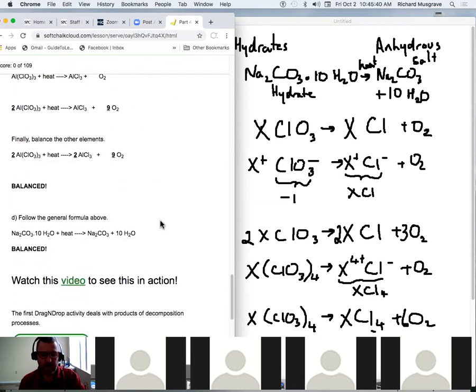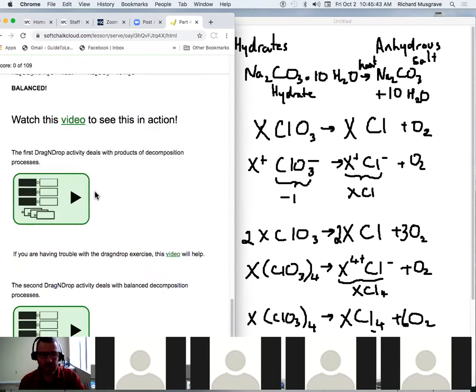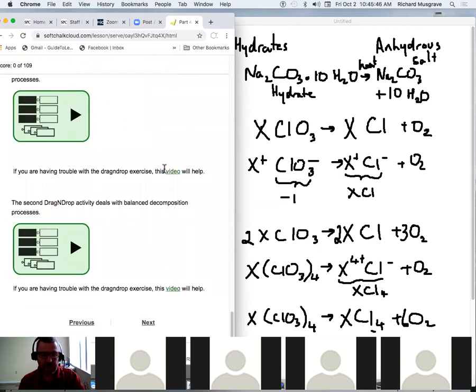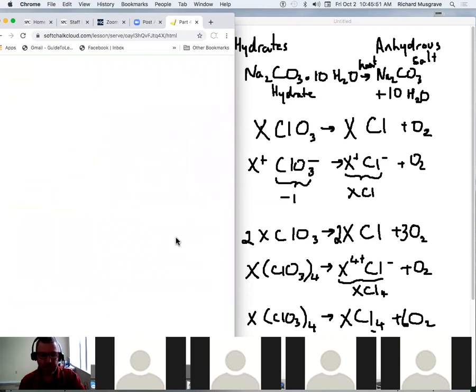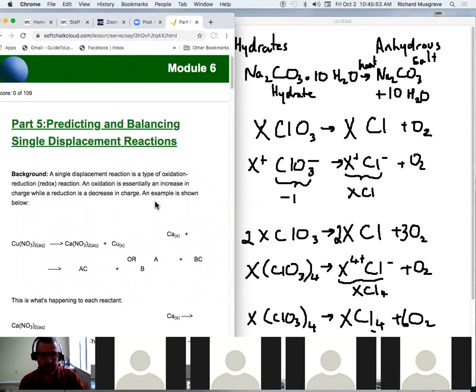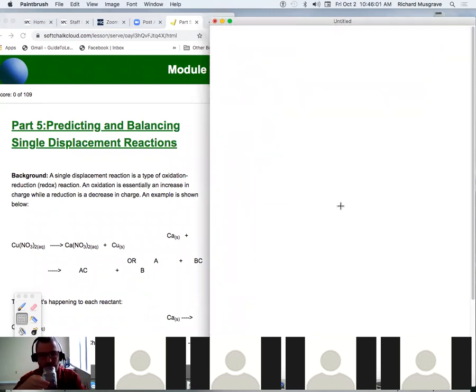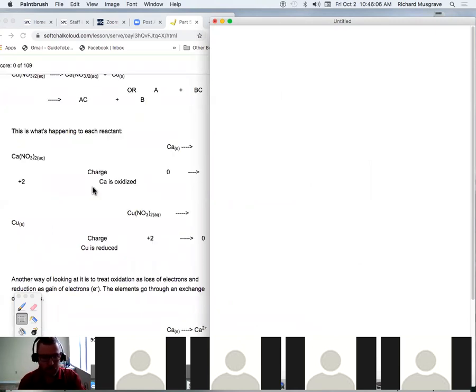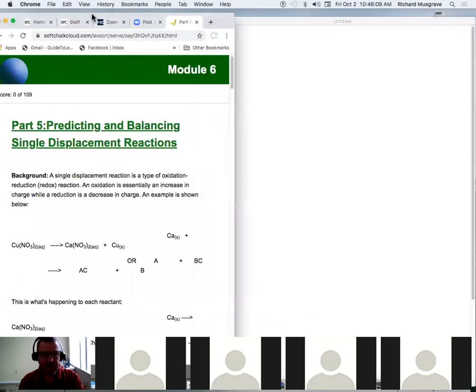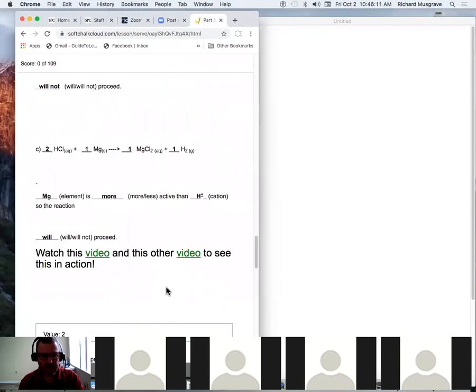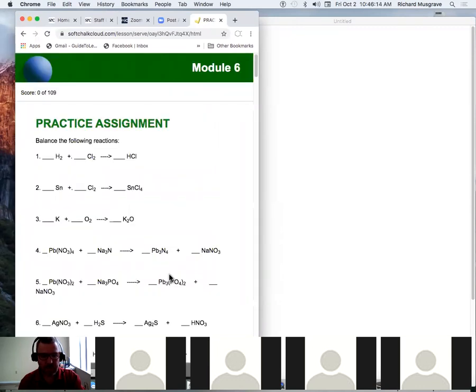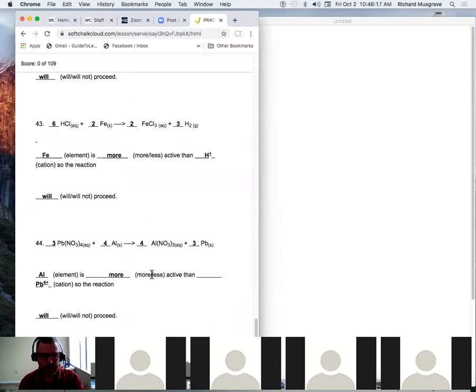Again, I go through examples of those here as well. Plus, I've got these interactive exercises that have video explanations that go along with them as well. I think this is the last section, is the single displacement, yeah. Okay.